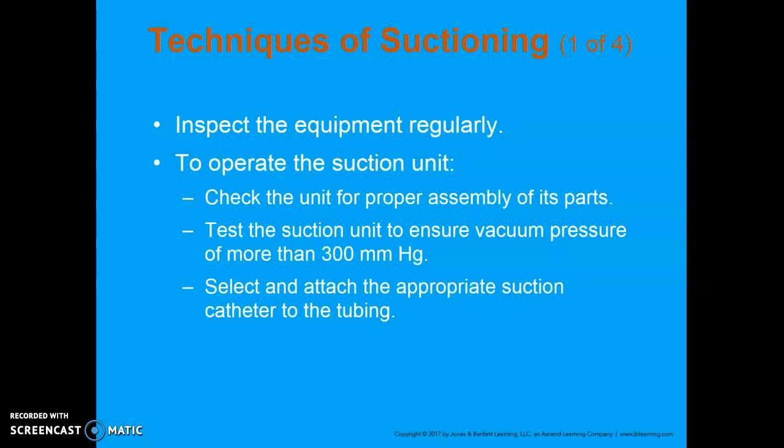You want to inspect your equipment regularly. Make sure that it's going to work the way that it's supposed to. You have a couple of different types of catheters as well, so you want to make sure that you have them. You'll see a couple different types in your book. Some work better for adults, some work better for kids. They all kind of have their place and time for being used. When you check your equipment, you need to test the suction of the unit. You want to make sure that you have a vacuum pressure of more than 300 millimeters of mercury and more than 40 liters per minute when the tubing is clamped, so that you're actually doing appropriate suctioning.